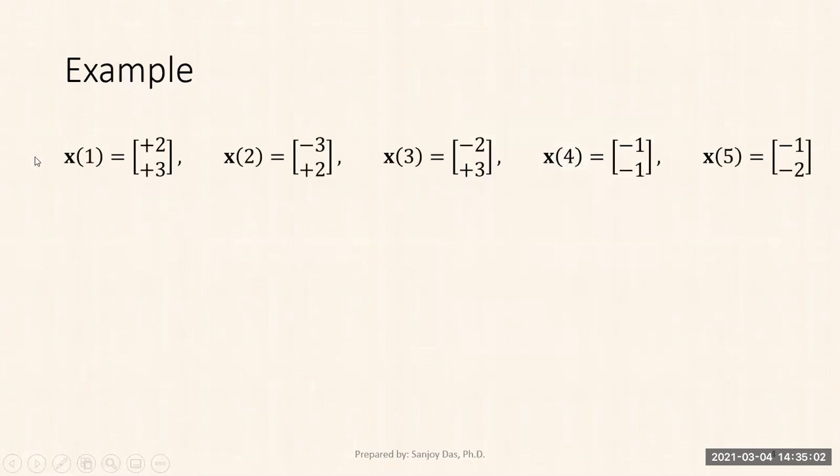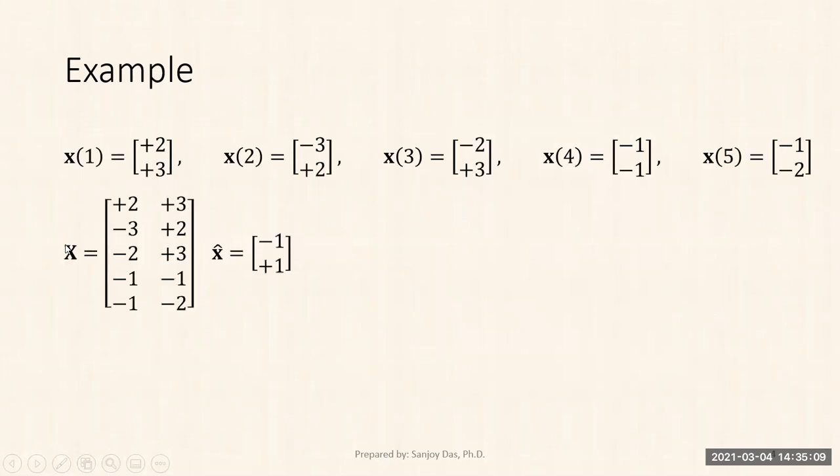Here's a little example, x1, x2 until x5. We have 5 two-dimensional points. And so this is the data matrix, uppercase X, it's 5 by 2. And the average or the mean of the x's, if you can compute it, is actually -1 plus 1.